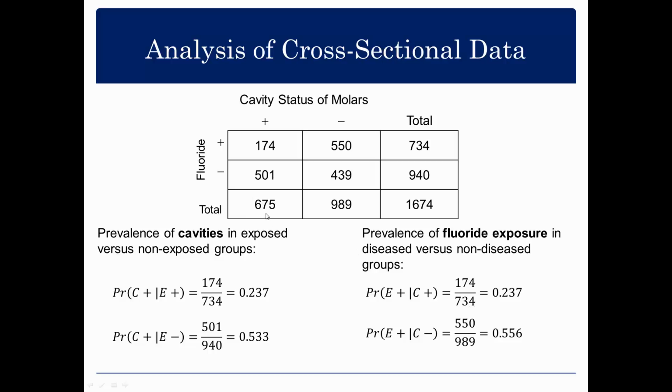Of those 675 children who have cavities, how many were also exposed to fluoride? And that's 174 out of 675. Somebody want to do that in their head real fast? Let's see what that percent is. 174 divided by 675 is about 25.7%. Versus, I believe this is correct.